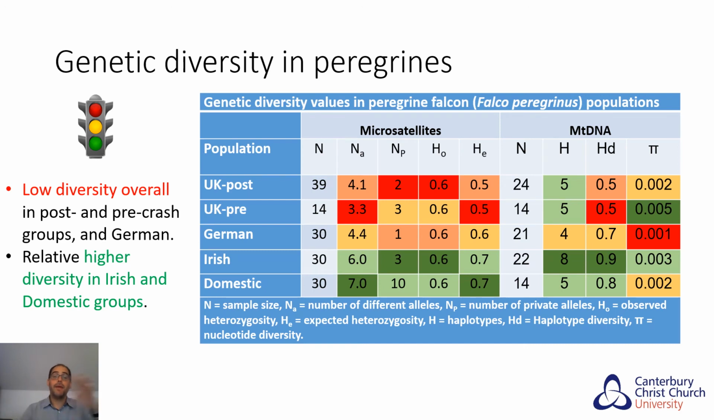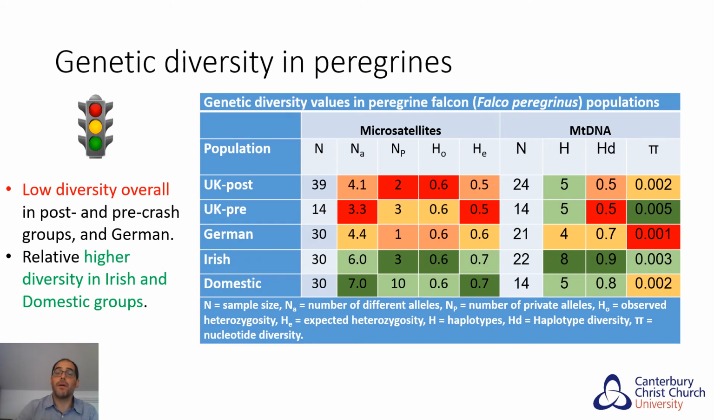We collected the data, we analyzed it, and we saw that overall we have low genetic diversity for the UK populations before and after the population crash. This is highlighted here by the number of alleles and the heterozygosity values. Overall, they were slightly lower than the genetic diversity values that we saw in the Irish and domestic groups, which have a few more alleles, and overall the heterozygosity values were slightly higher than those in the UK population.